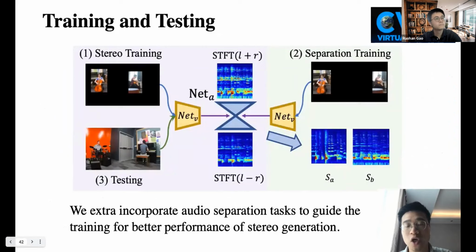For the learning, we adopt similar network architectures as the baseline methods. We apply a UNet for the audio and a ResNet for the video processing. The input is the spectrogram of mono audio, and the network aims at predicting the spectrogram difference between the left and the right channels. Apart from this, we also incorporate audio separation tasks to guide the training, and find it leads to better performance on the binaural audio generation task.